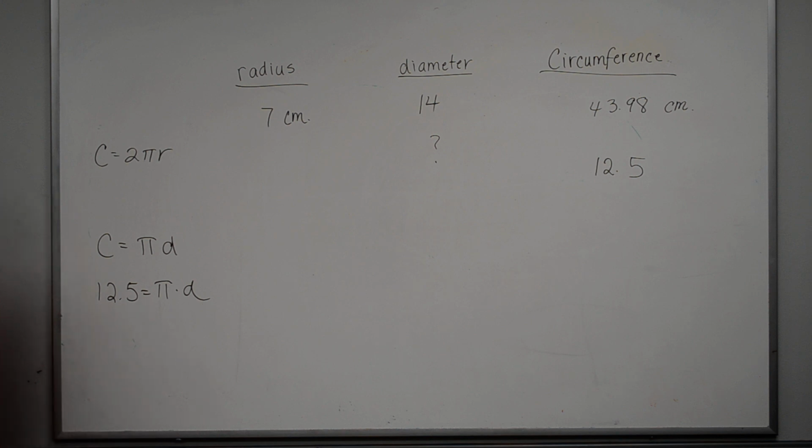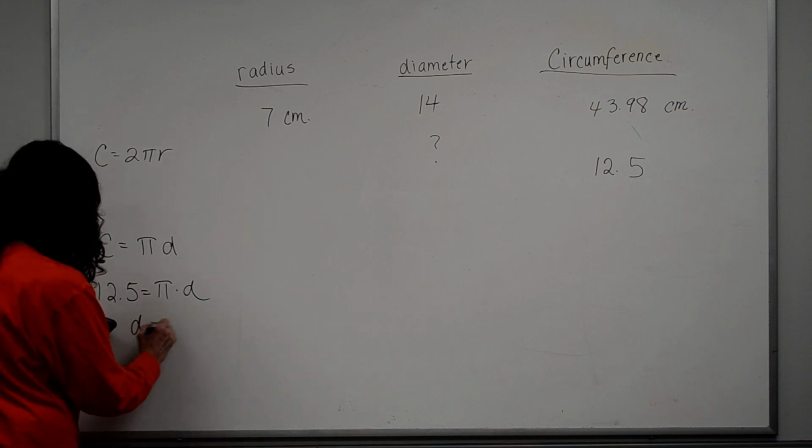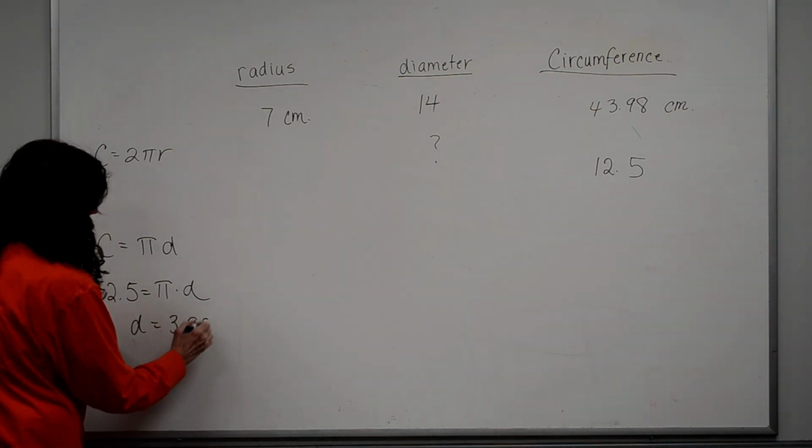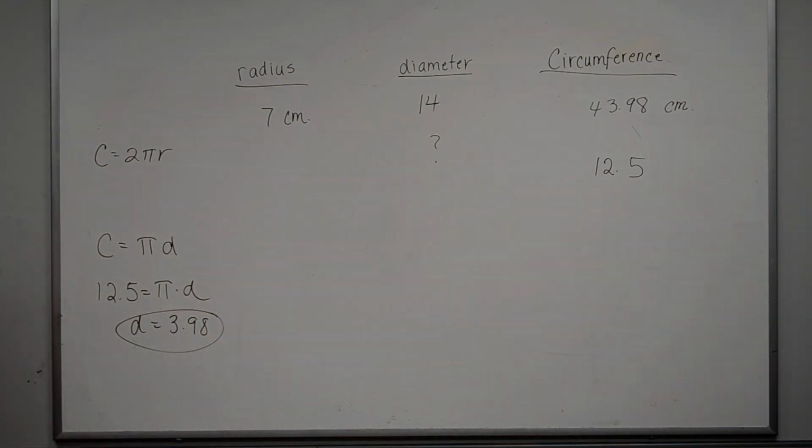How do I get the d by itself? Divide by what? Pi. Okay, 12.5 divided by pi is going to give me diameter is equal to 3.98. Okay, you with me? So what'd you do? I just solved for the d.